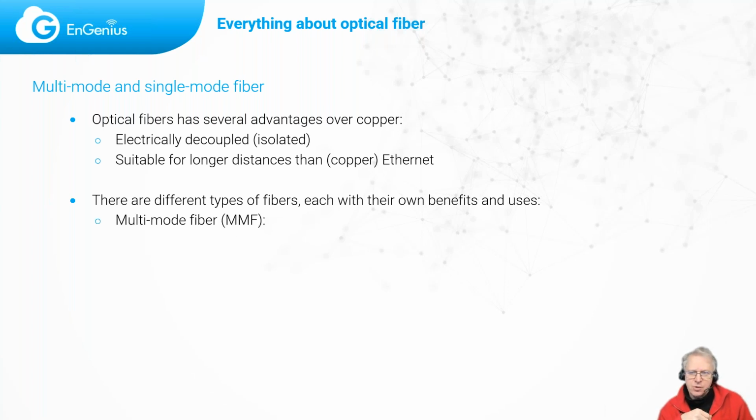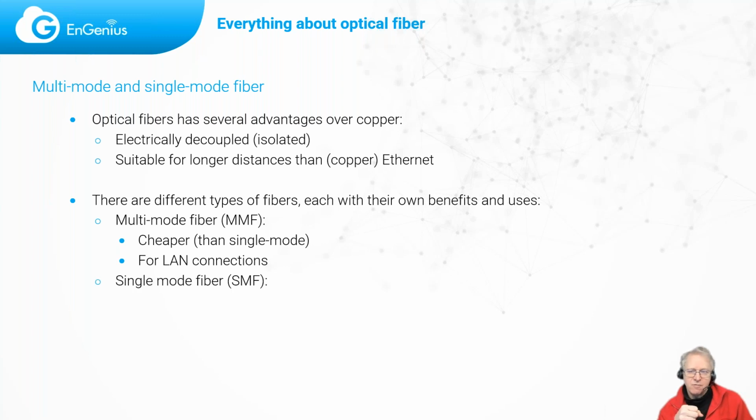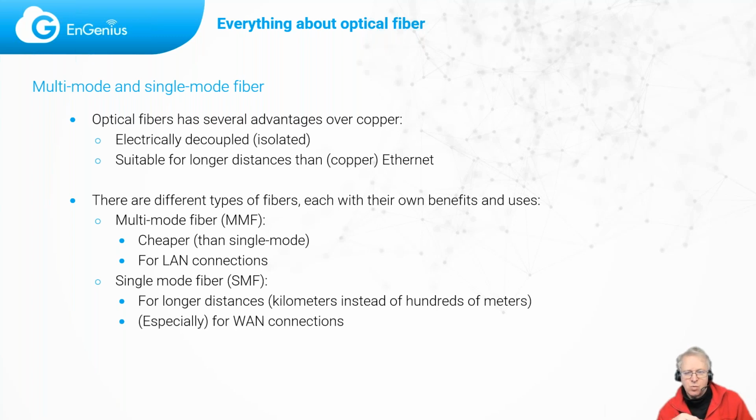We have multimode fibers, usually abbreviated MMF, and you have the single mode fiber. The multimode fiber is cheaper than the single mode. You should consider it for local area networks or semi-local areas, and the single mode fiber is for longer distances, like kilometers instead of hundreds of meters, so it's more for wide area networks.